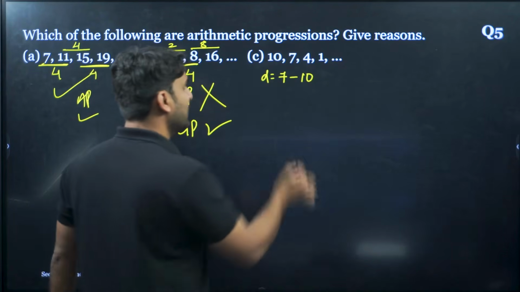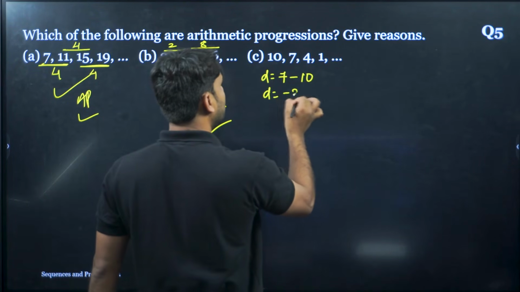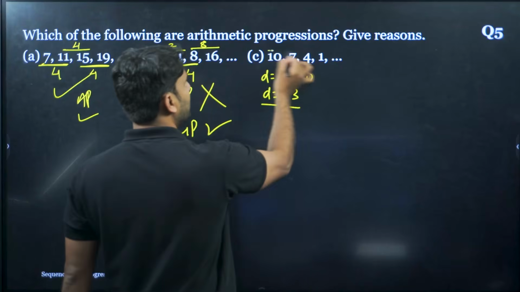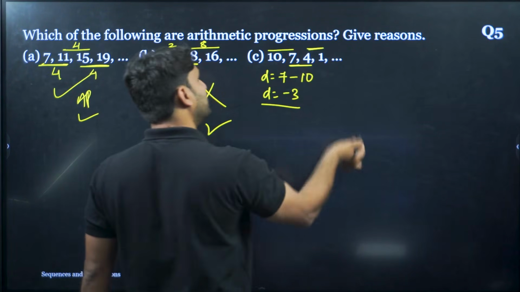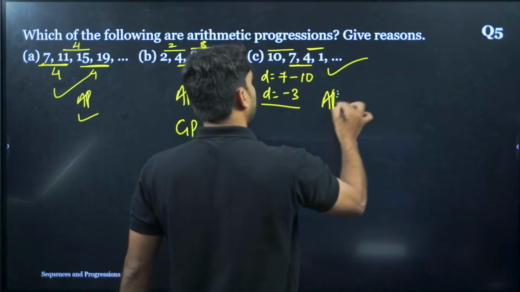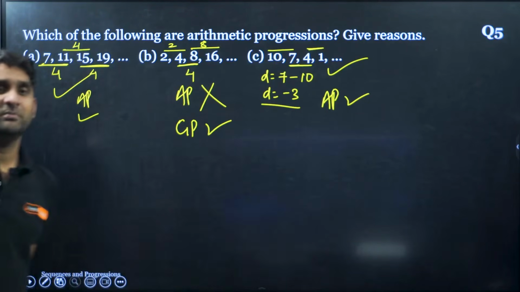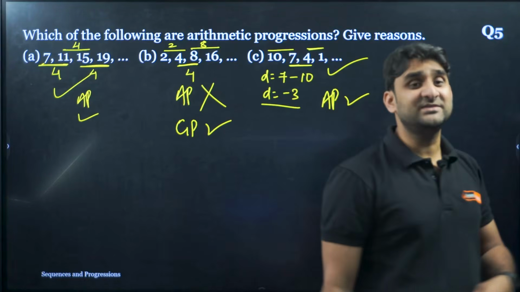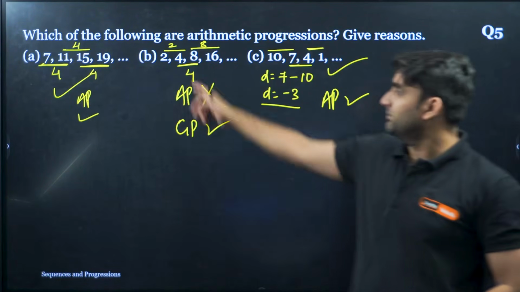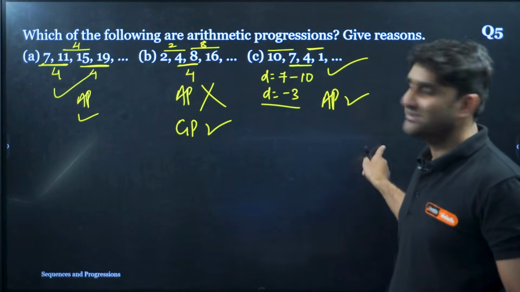7 minus 10, and 7 minus 10 will be what? Minus 3. So the difference is minus 3 here. Now here 4 minus 7 is minus 3. 1 minus 4 is minus 3. So this is AP. Third sequence is AP. This is not an AP. This is GP. So first A and C is AP and B is not AP, but B is GP.